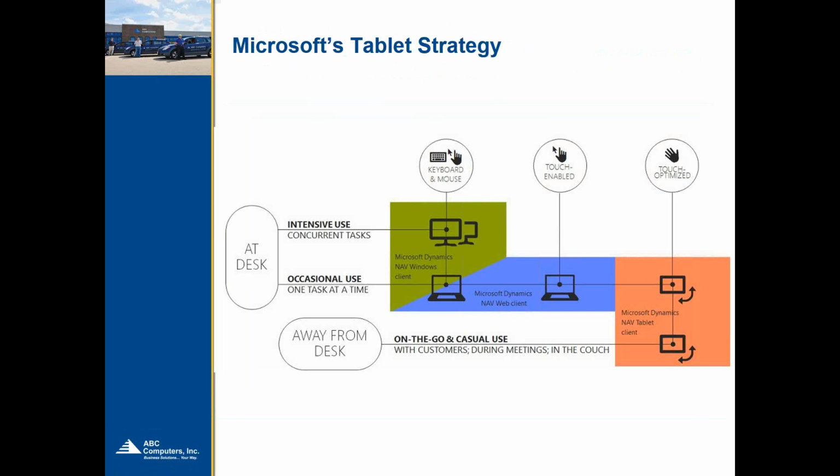And then you get to the far right, that orangish salmon color maybe, that shows that the tablet client is designed around touch. It's touch optimized, so now everything that is happening in that client is designed to be done with fingers and virtual keyboards. And from a usage standpoint, away from the desk is how Microsoft describes the primary use of their tablet client.